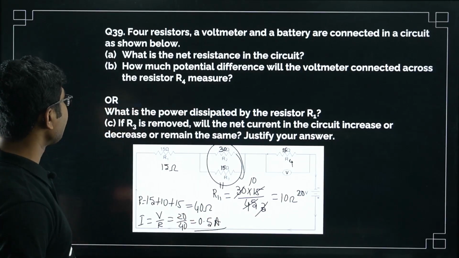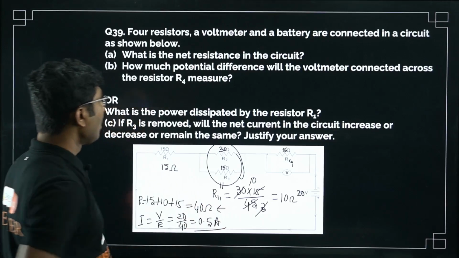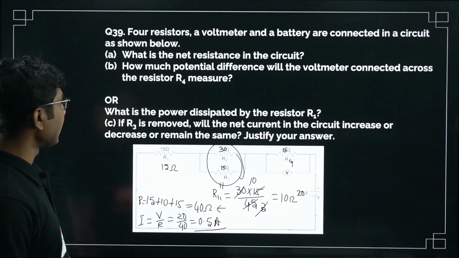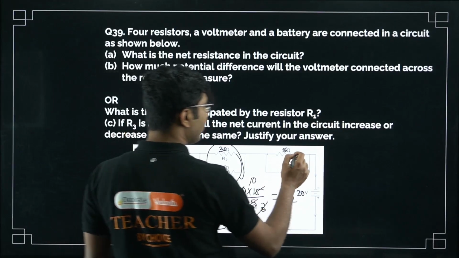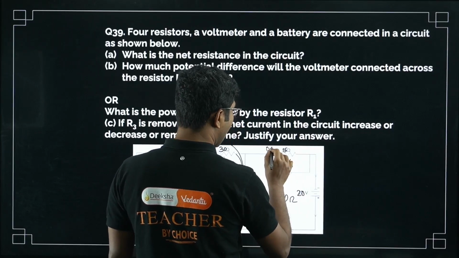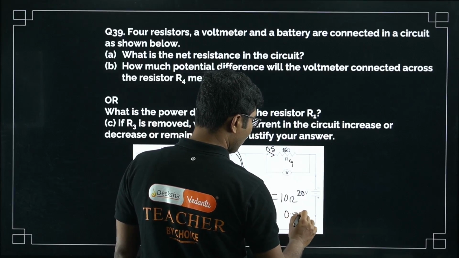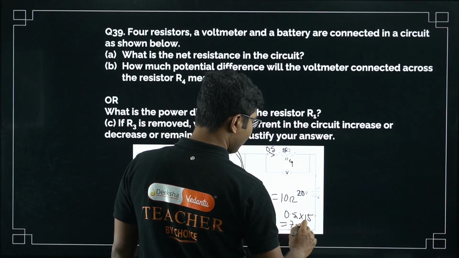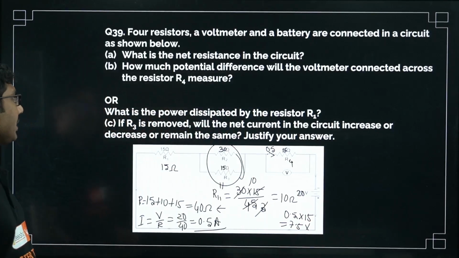Okay, now what is the question? What is the net resistance? Net resistance is 40 ohm. How much potential difference will the voltmeter connected across the resistor R4 measure? Okay, so resistor R4 will measure a voltage. The current in this circuit is 0.5 ampere. So this one will measure 0.5 into 15, that is 7.5 volt. Okay, so 7.5 volt will be the answer.